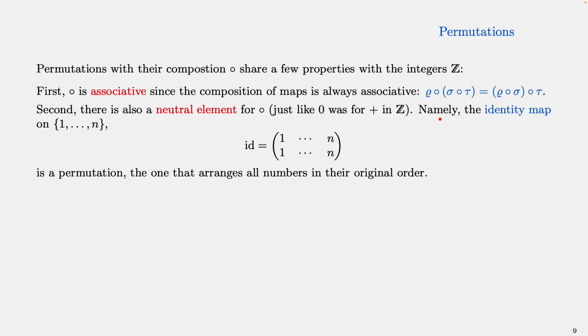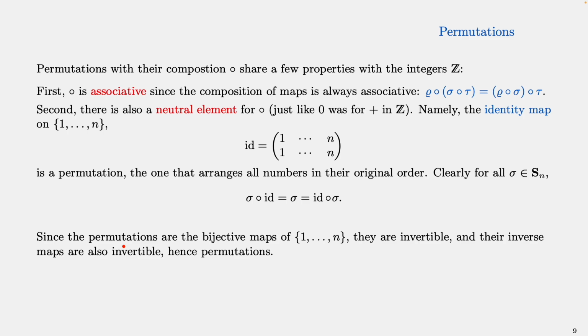And this neutral element is the identity map of the set of the numbers from 1 to n. So the identity map is simply the permutation that keeps all the numbers in their proper original order. So it doesn't rearrange them at all. And the identity map obviously satisfies this neutral element property. If you compose any permutation with the identity, that's like rearranging a set of numbers after, well, not doing anything to it. That's the same as just applying sigma. And it's the same as first applying sigma and then not doing anything with it.